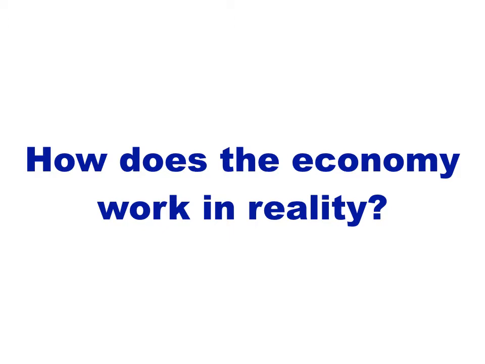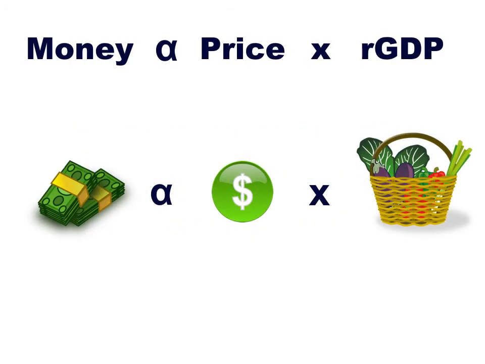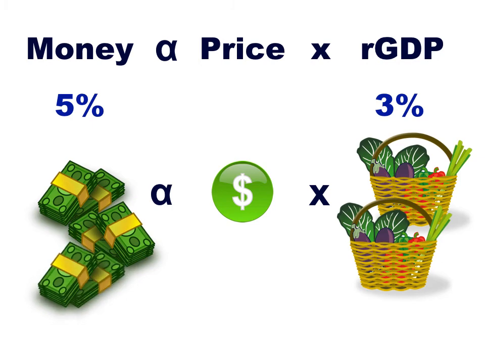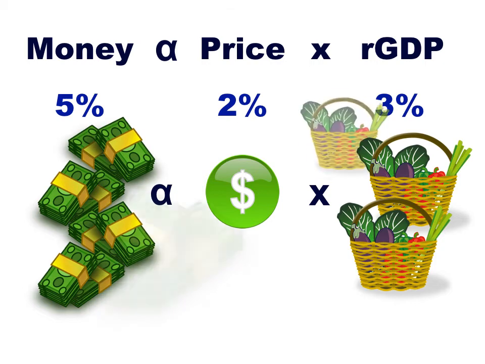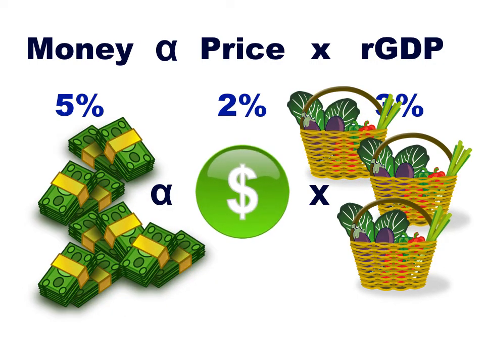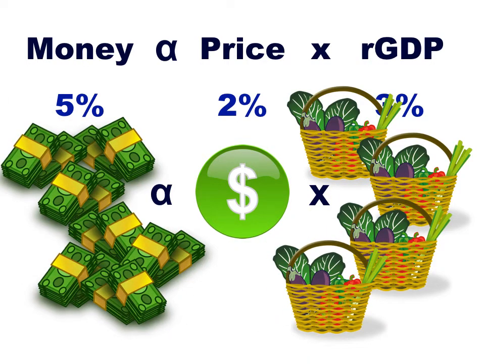So how do things work in reality? Well, in reality, the money supply increases faster than the real GDP. Ultimately, the money supply will increase perhaps at about 5%. Real GDP might increase at 3%. And if you look at the animation, we see that that money supply is growing a little bit faster than the GDP. Under this scenario, we would expect inflation to be 2%.